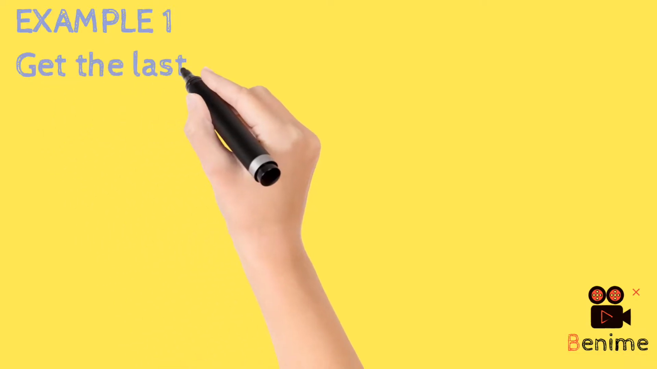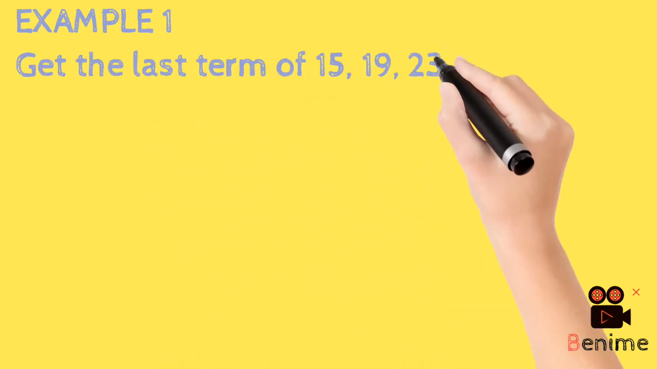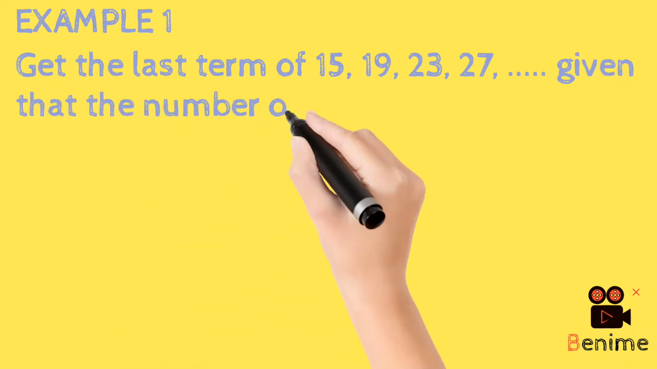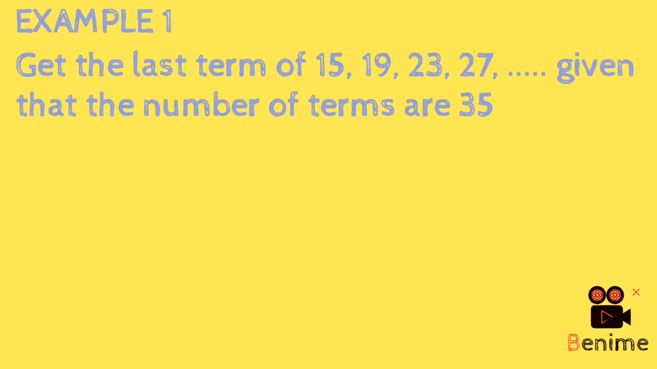So let's look at number 1 example. What is the last term of 15, 19, 23, 27, and so on if the number of terms are 35? So they're giving us a series and we're being asked to get what the last term is, and they said there are 35 terms in this series.